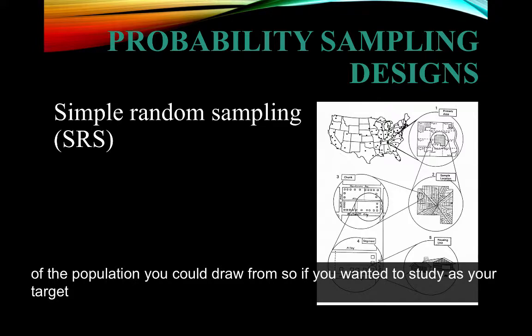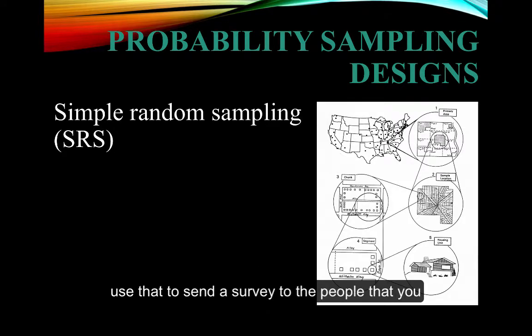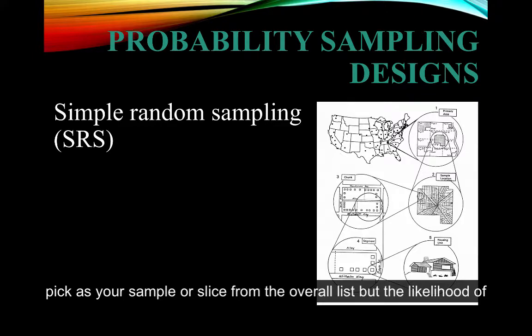So if you wanted to study as your target population Cal State Fullerton students, you'd need a list from admissions. So you could use that to send a survey to the people that you'd pick as your sample or slice from that overall list.